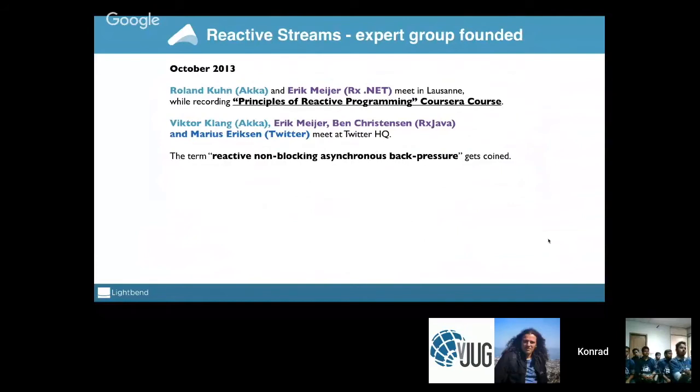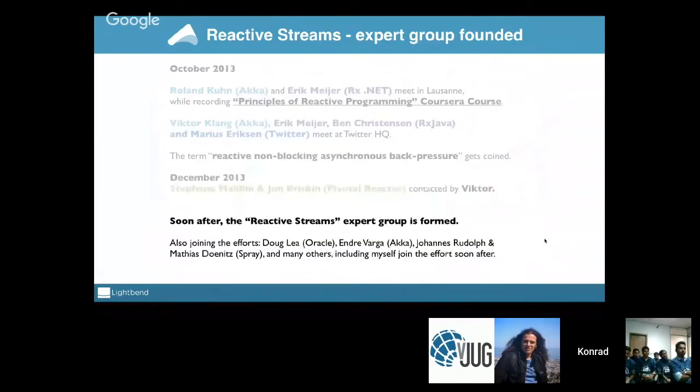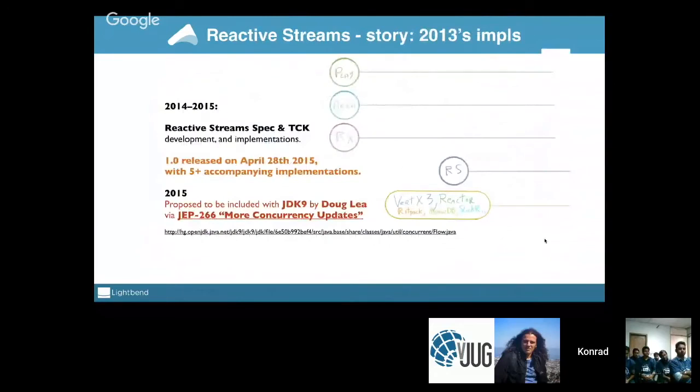Roland, Erik Meijer, Ben Christensen get involved. And then Stefana and other people arrive at the working group. And we finally arrive at a successful release of Reactive Streams in the JDK. So we had all these many libraries implementing the same thing. We've proven that it's useful. We've proven that the interop works. And then it was considered for inclusion in the JDK and successfully included in JEP 266.